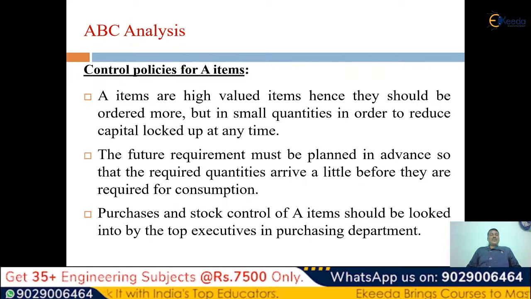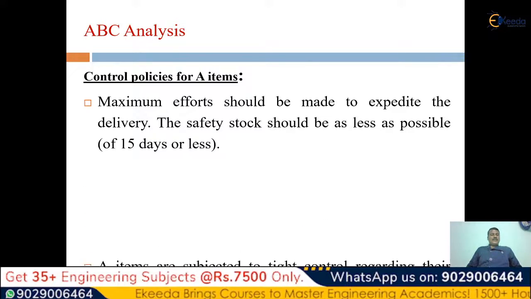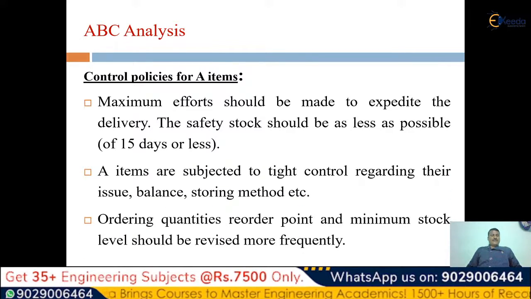Similarly, the purchase and stock control of A items are kept with the top executives in the purchasing department. Complete control of A items is properly followed by the management level or top executives who are present. Hence, for the policies utilized for controlling these A items, maximum effort should be made to expedite the delivery. The safety stock should be as little as possible, within 15 days or less.